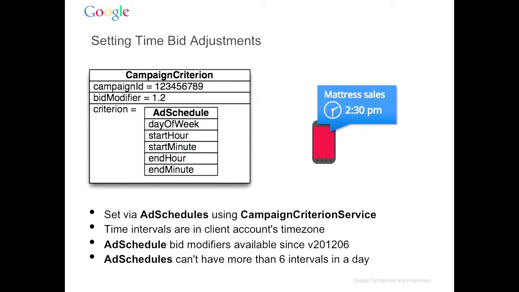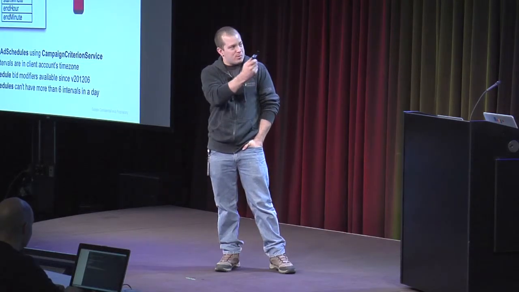Once you do that, the bid modifier is set. This is in the time zone of the account. You can only set 6 different ad intervals for a given day. That's one of the limitations we have on time bid adjustments that you need to keep in mind. Yeah, you can only set 6 different ones in a single day.